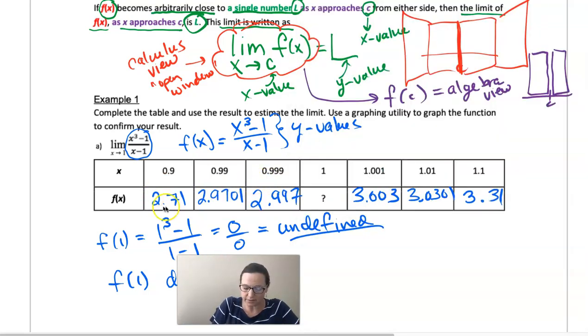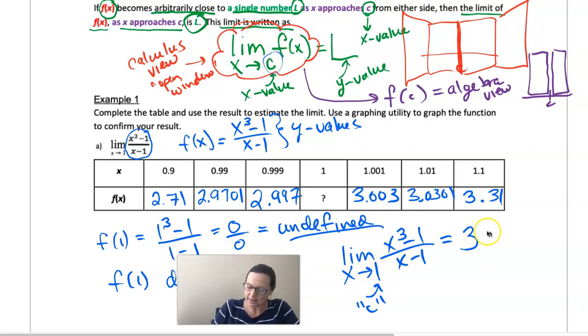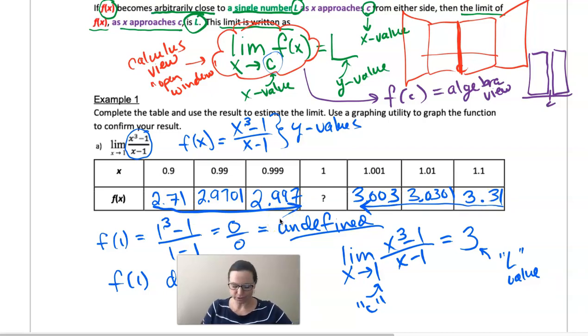Go ahead and fill out those numbers on the table in your note guide that we got from the calculator. From observation of this table of values, we can safely say that the limit of x cubed minus 1 over x minus 1, as x approaches 1 from the left and the right, is 3. This is like our c value from the informal definition up here: x is approaching 1, and this would be the L value. That's the y value that the function outputs are getting arbitrarily close to as x approaches 1.